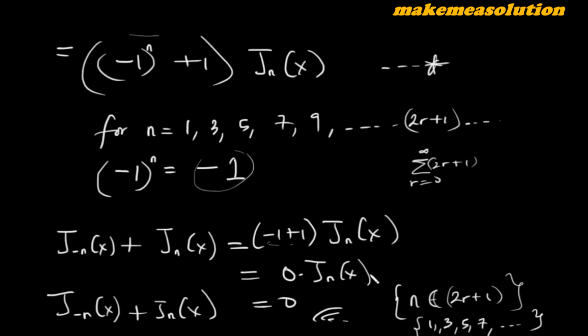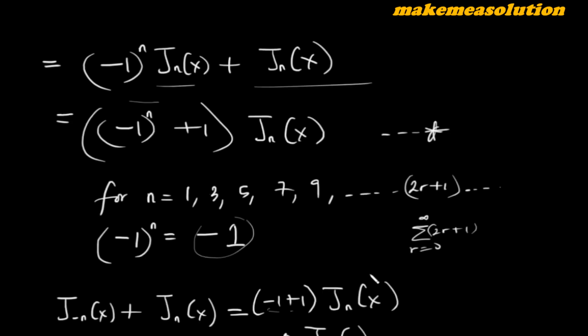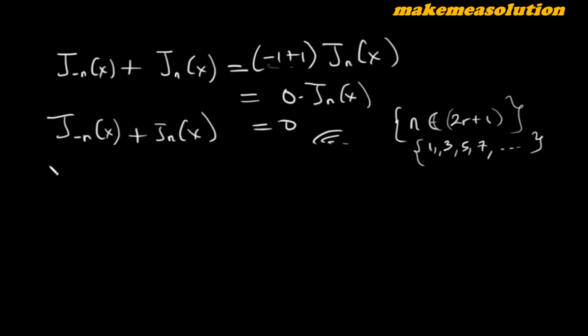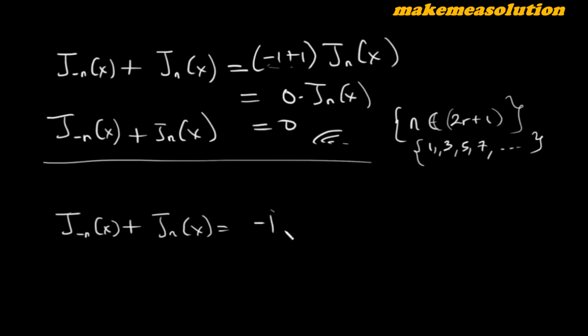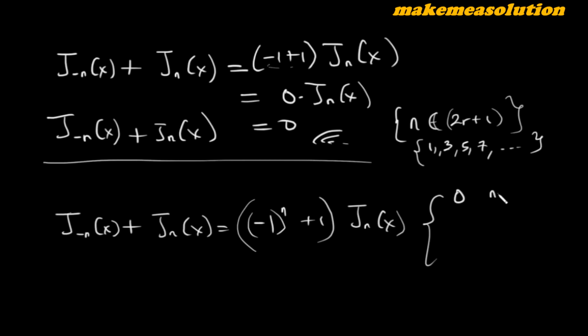Now what if we are generalizing? I'm done with this question, but I'm just trying to generalize. We got that J_{-n}(x) + J_n(x) is ((-1)^n + 1) J_n(x). So for odd numbers, this will be 0, n equal to 1, 3, 5, 7, 9. But for even numbers, this is going to translate to 2 J_n(x), when n is the likes of 2, 4, 6, 8, and so on.